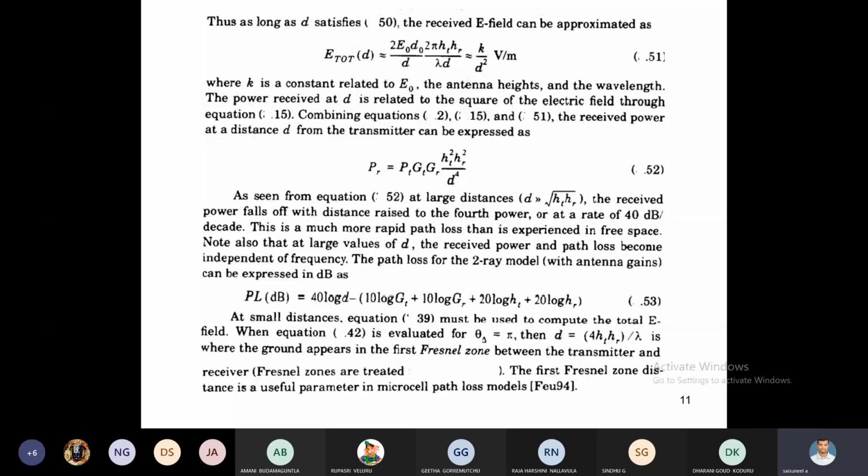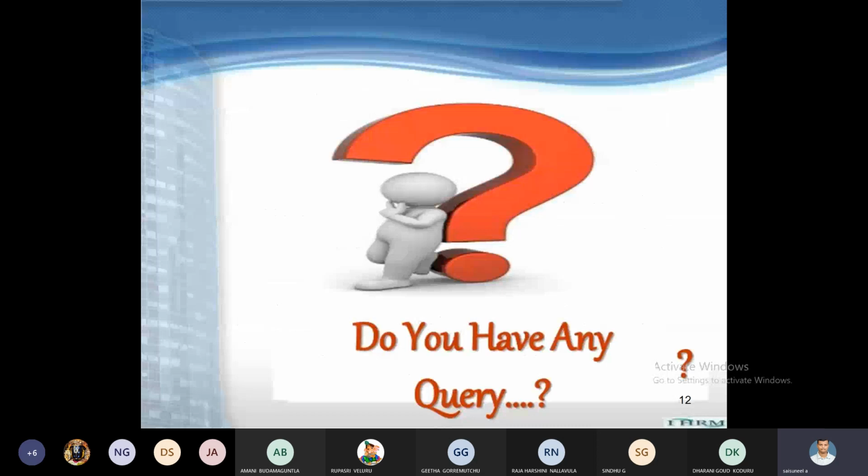That is, finally we are calculating the path loss, which is the difference between PT minus PR. This is about how to calculate the path loss. Today we discussed the ground reflection model, or two-ray model. In this model, we discussed how to calculate the total E field at the receiver, which is a summation of E line of sight path plus E ground reflected path.